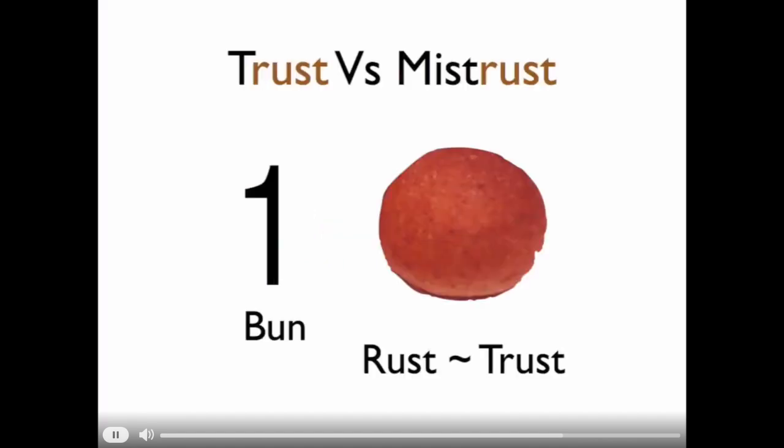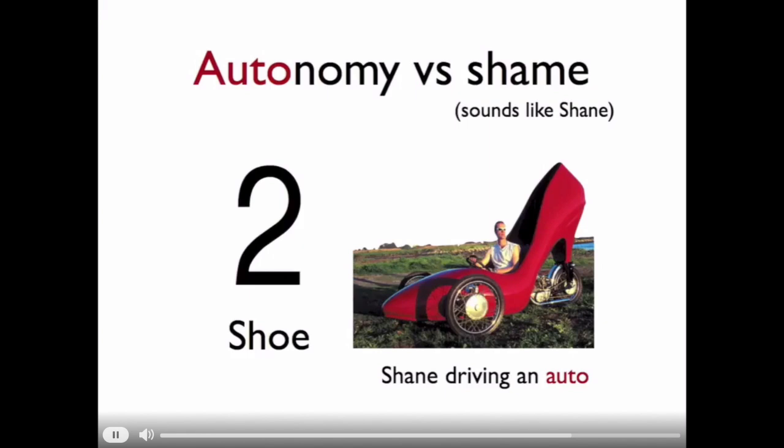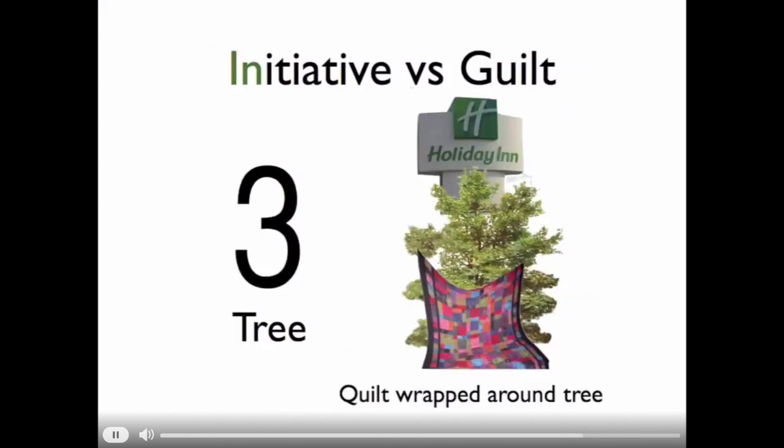Maybe, maybe not. Well, let's do a quick review. 1 is a bun. The bun is rusty. Rust, mistrust. 2 is a shoe. Picture the shoe with wheels, autonomy versus shame. 3 is a tree. Well, what's behind that tree? Holiday Inn and the quilt that reminds us of guilt.